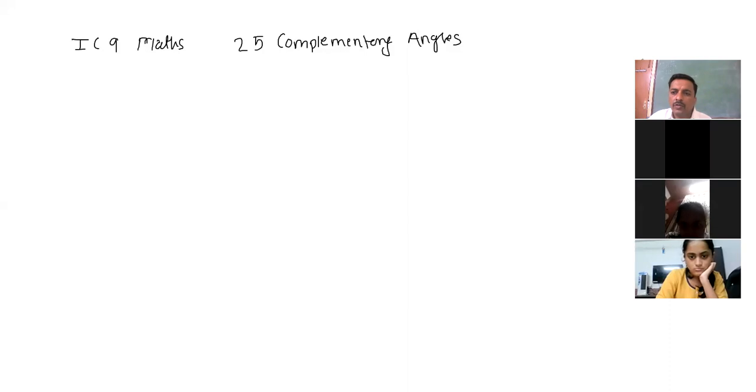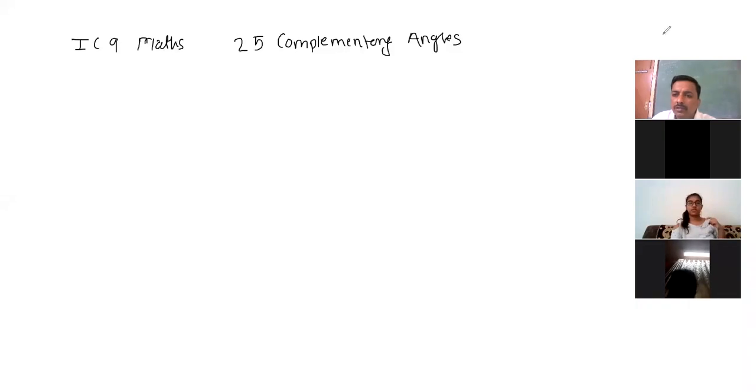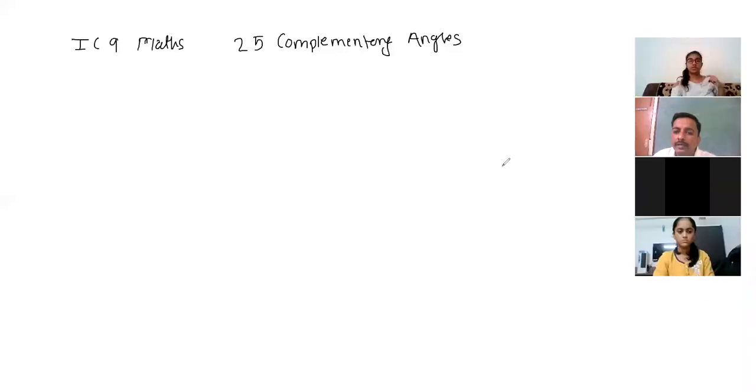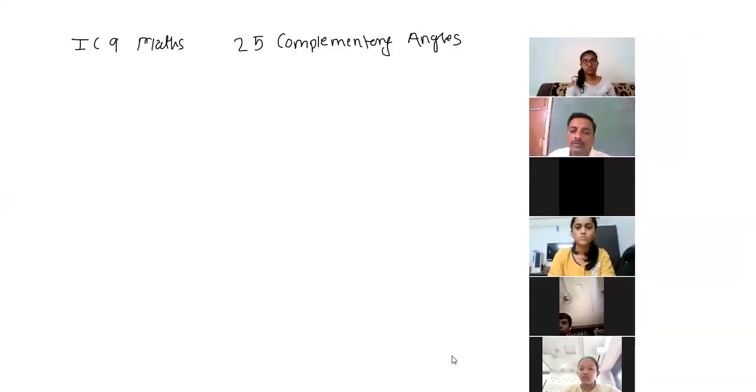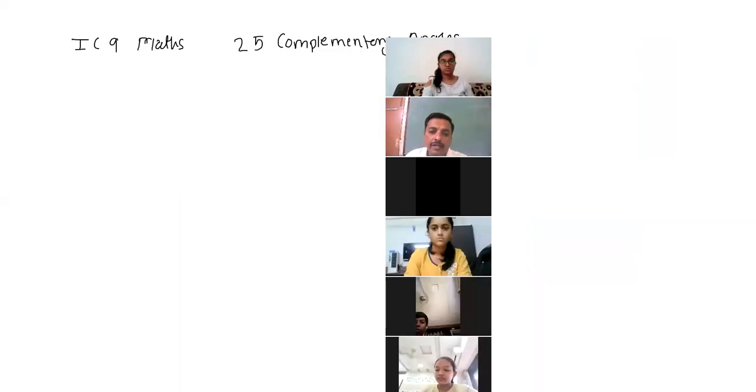Okay, so chapter number 25, that is complementary angle. Again, these complementary angles are related to trigonometry. Now, can someone tell me what do you mean by complementary angle? Sum of the angles should be 90. Sum of two angles should be 90. Correct, Sanvi? Yes. Okay, Dheeraj. If any two angles, if their sum is 90, that is known as complementary.